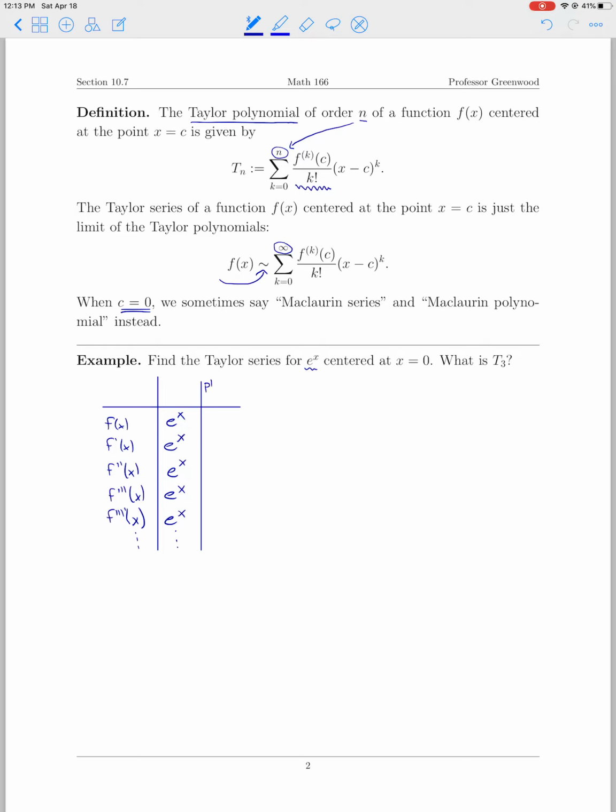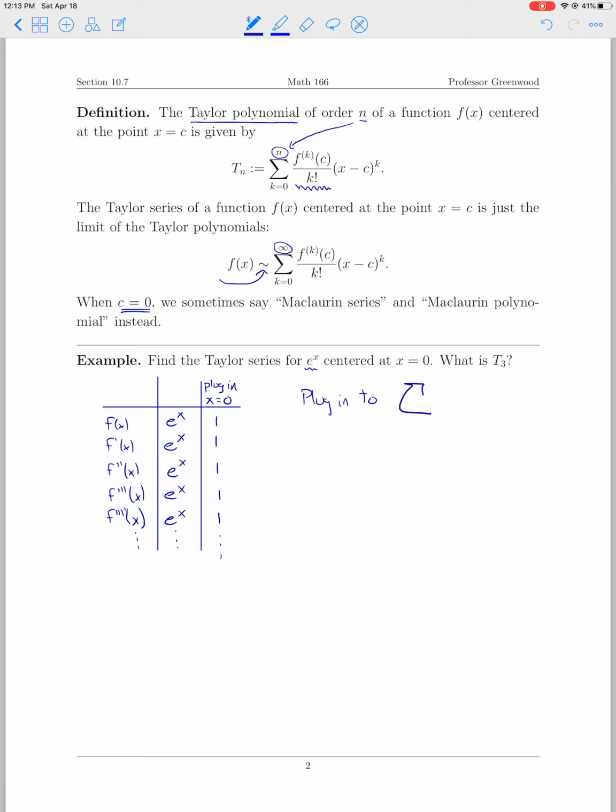And then in the final column, I'm going to plug in x equals 0. Typically, I'd plug in whatever the c value was. And in this case, c is just 0. And so when I plug in 0, I get a 1 over and over and over again for all of these derivatives. And so that's just telling me that the nth derivative evaluated at c is always just 1 in this equation.